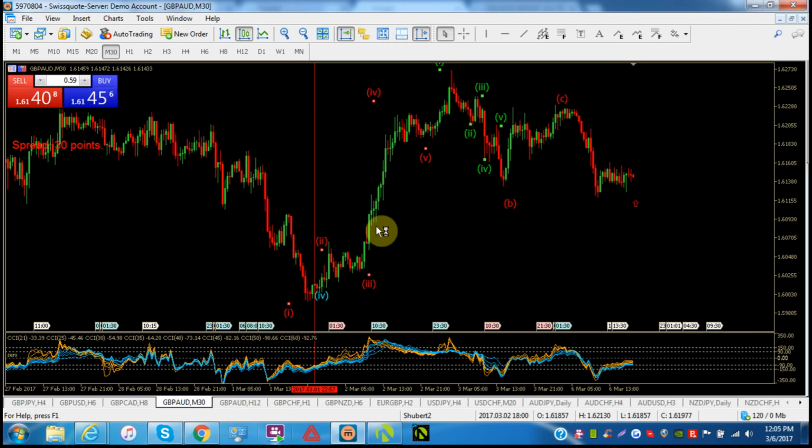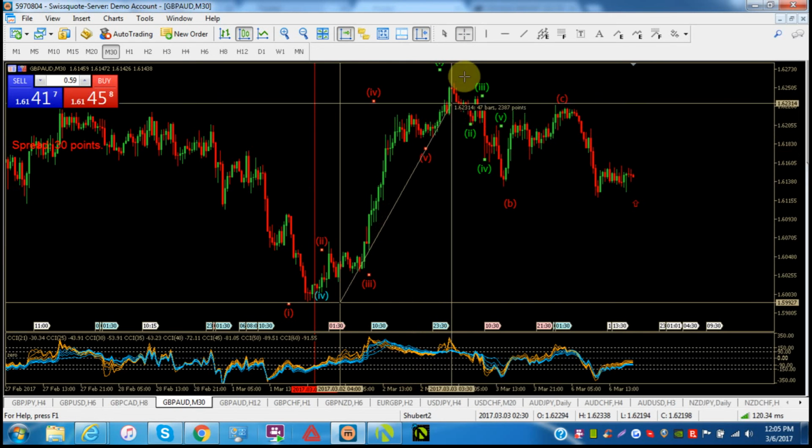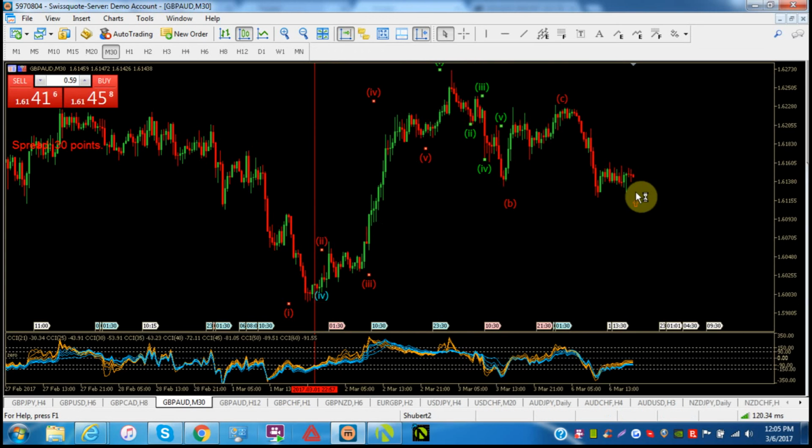Because if this whole thing is an ABC, A, B, C, then the A and the C are usually about the same length. It's a rule of thumb. It's not a hard and fast rule. But this wave A was 278 pips. So you would expect that once this C wave down ends, this is going to go up at least 278 pips.